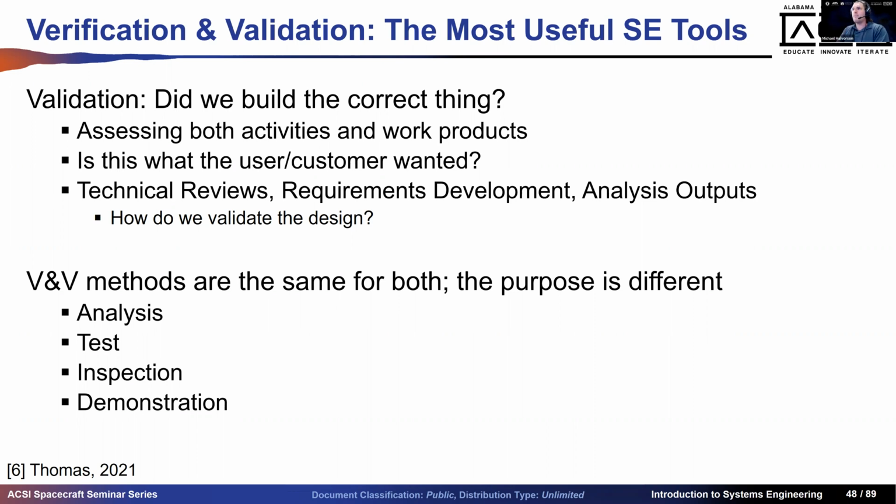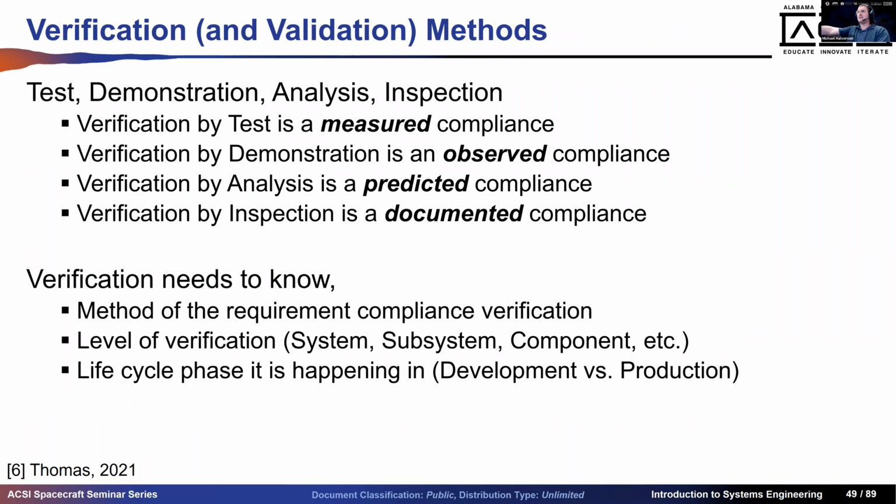For both verification and validation, there are 4 methods: analysis, test, inspection, and demonstration. Test is measured compliance. Demonstration, observed. Analysis, predicted. Inspection, documented. There's also similarity, which says this is probably pretty close. We don't do that here, but that does happen sometimes. So you have to know what the method is, and for every requirement that gets written, you write the method of the requirement as well.